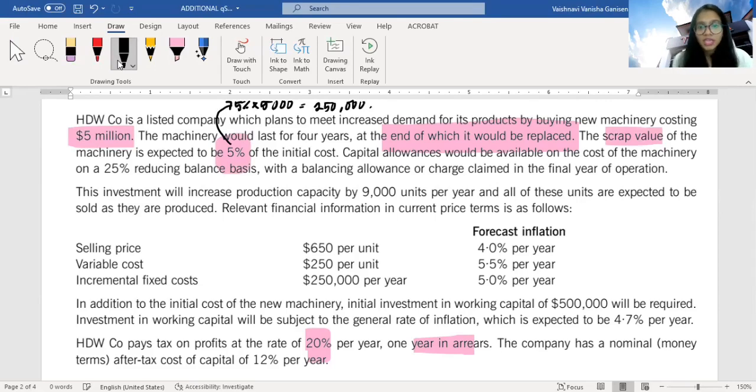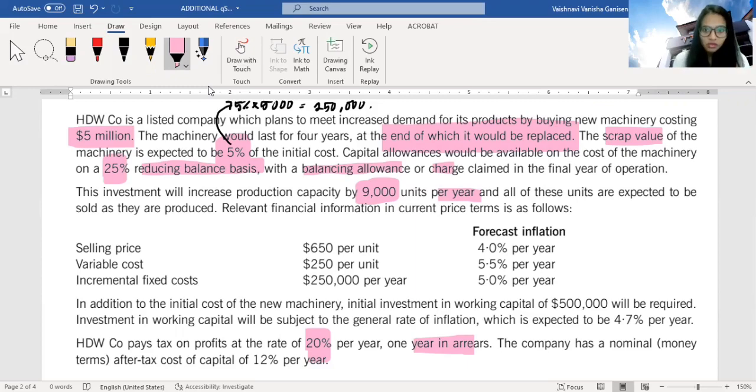Capital allowances would be available on the cost of the machinery on a 25% reducing balance basis, with a balancing allowance or balancing charge claim in the final year of operation. This investment will increase production capacity by 9,000 units per year, and all of these units are expected to be sold. So guys, from this question, when it says that the production capacity is 9,000 units, what it means is that the company will produce 9,000 units and it will be able to sell all 9,000 units that they have produced.